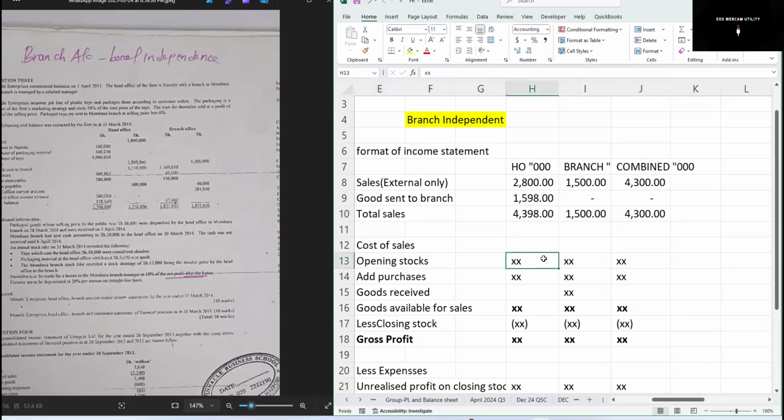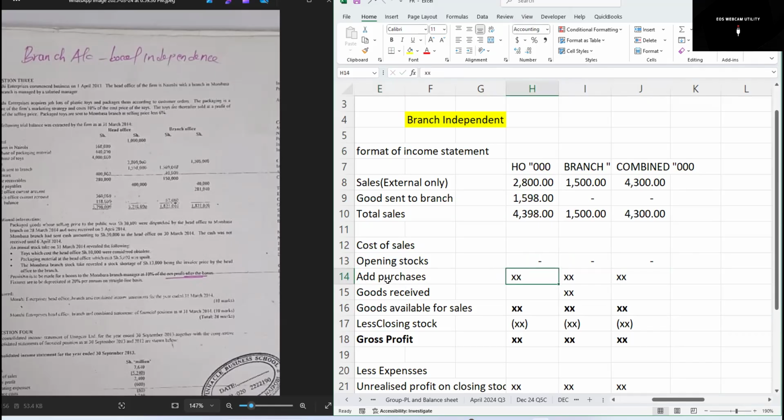Okay, go to the opening stocks. Has anyone seen any place written the closing stocks? There is no closing stocks. So closing stock 0, 0, 0. Purchases. For the purchases. Opening.